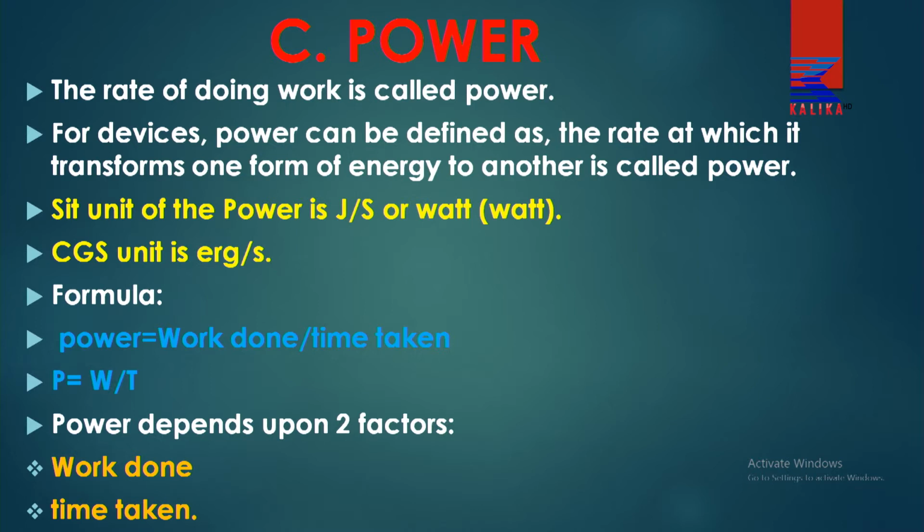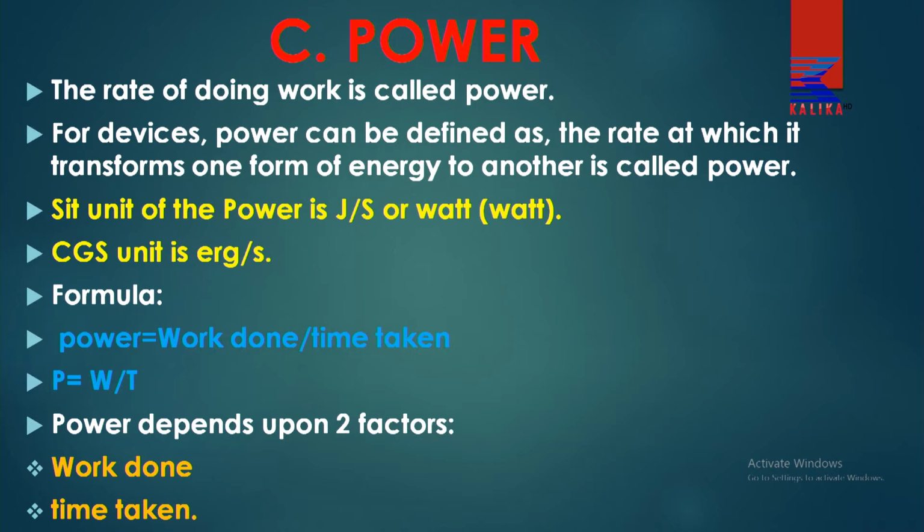The SI unit of power. There is some spelling error, it should be SI unit. The SI unit of power is joule per second or watt, and the CGS unit is erg per second. We talked about this. Power equals work done upon time taken, or P equals W upon T.